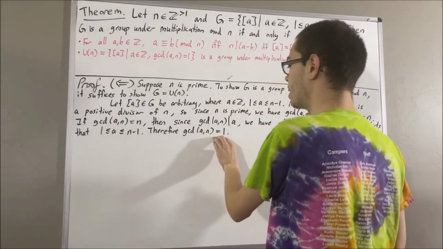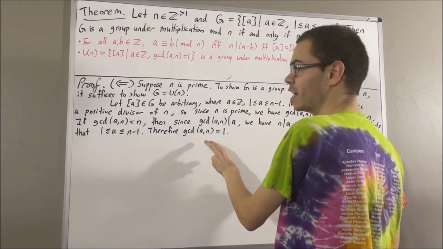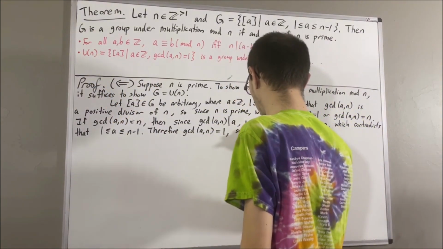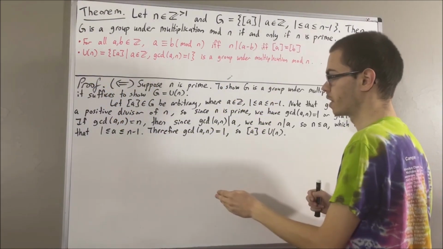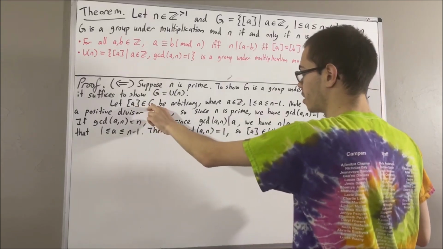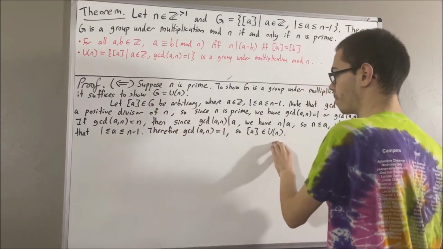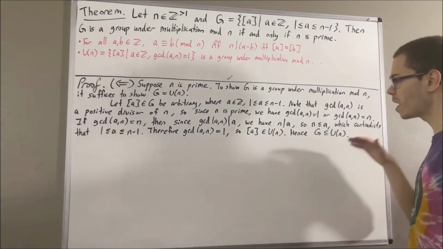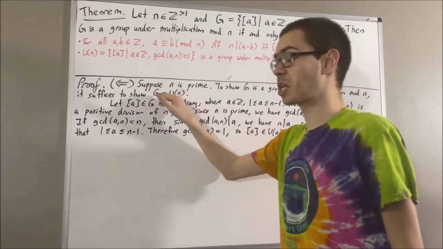And this tells us that the equivalence class of a satisfies the requirement to be an element of U of n. So what we have shown here is, if we're given any element of G, then it follows that it is an element of U of n. So G is a subset of U of n. Now let's show that U of n is a subset of G.